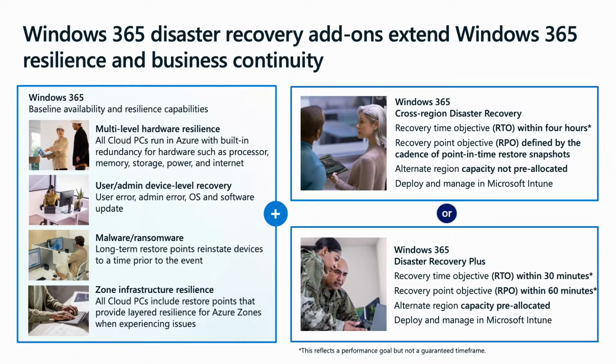Because of that, Disaster Recovery Plus is designed to deliver a recovery point objective, or RPO, within 60 minutes and a recovery time objective, or RTO, within 30 minutes during a regional outage. In other words, it significantly reduces both how much data you might lose and how long users are impacted. Together, these capabilities form a comprehensive resilience and recovery story, helping ensure that Windows 365 environments remain secure, available, and recoverable no matter the circumstances.